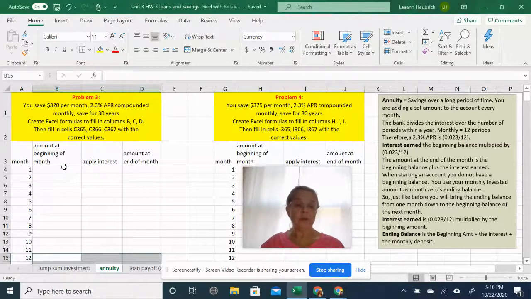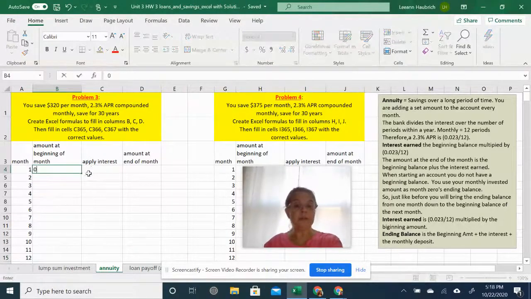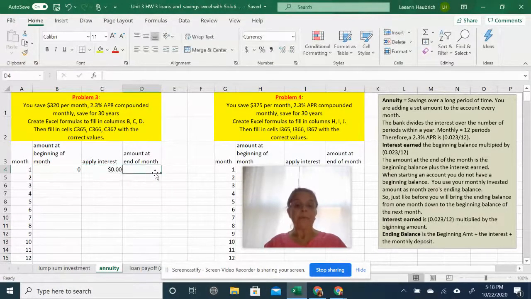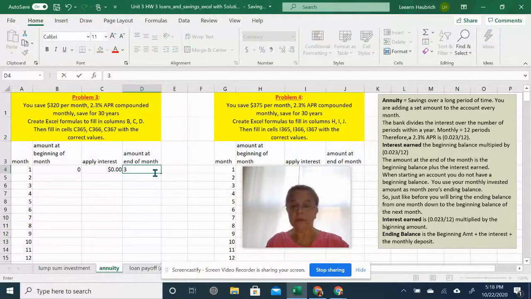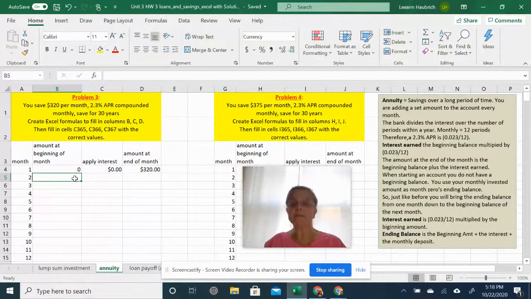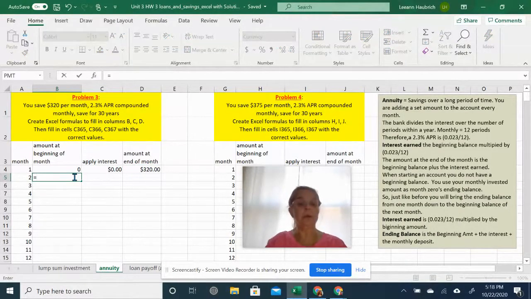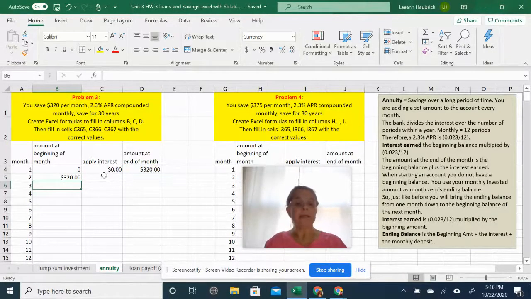So initially, we don't have any money in here, so we just fill in the zeros. And the very first amount of money going into the account is the $320. So this is the $320 that we're starting with. The beginning balance of the next month is going to equal the ending amount of the previous month. The interest applied here is going to be the interest rate times the current amount. So in this case, it's 2.3%.